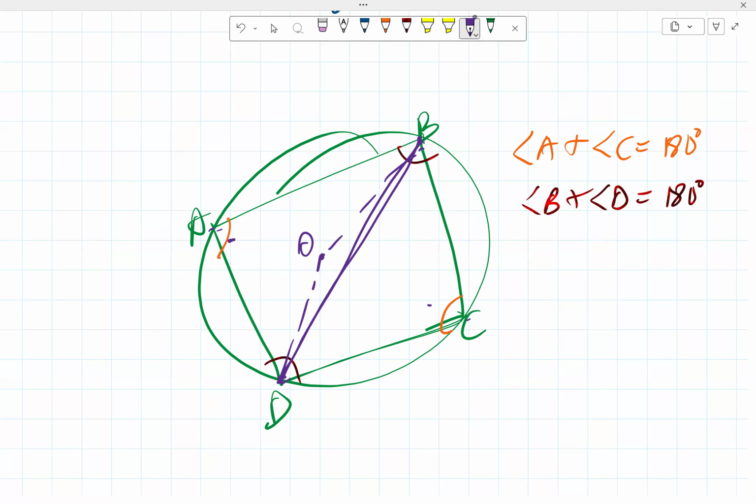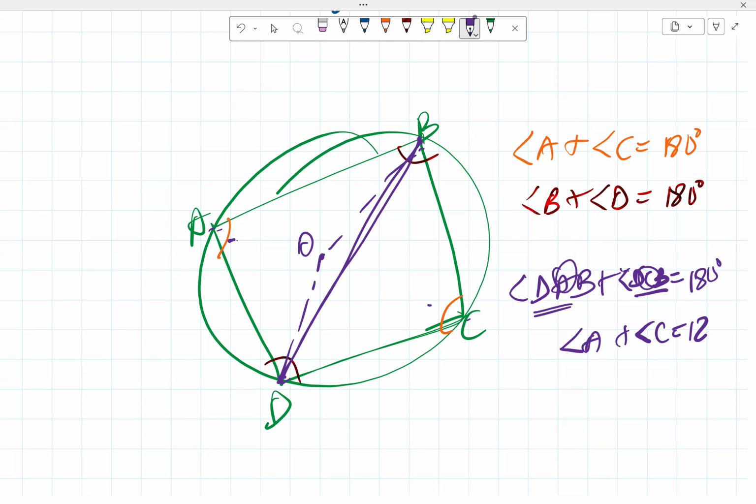In fact, if this was the diameter, you can see it is easily 90, and that's 180, right? So they intercept the full circle around that chord. So angle DAB plus angle DCB is equal to 180 degrees, and that's more or less saying angle A plus angle C add up to 180 degrees. So that's what this is about.